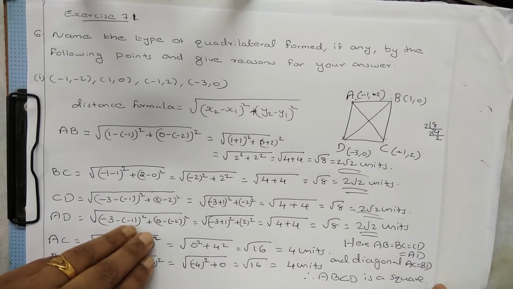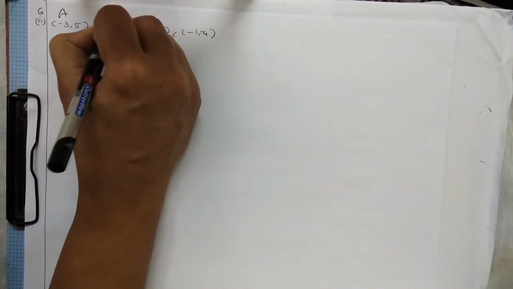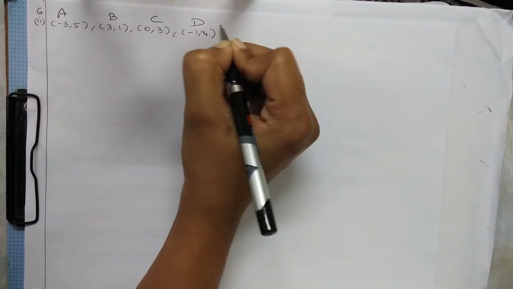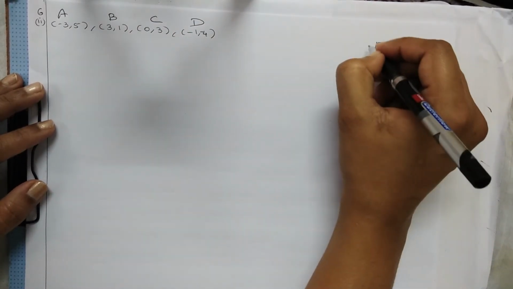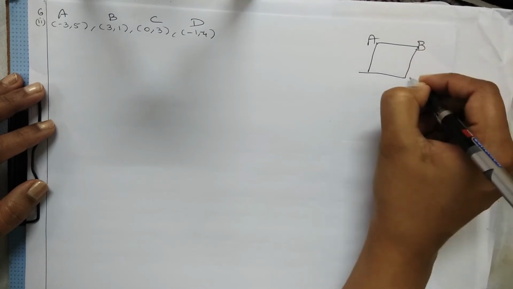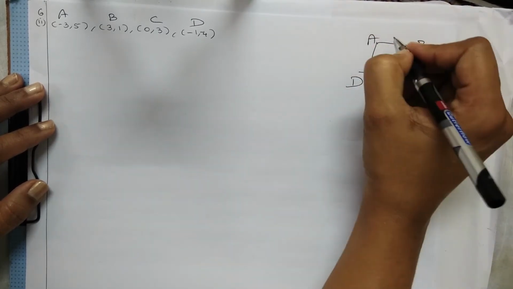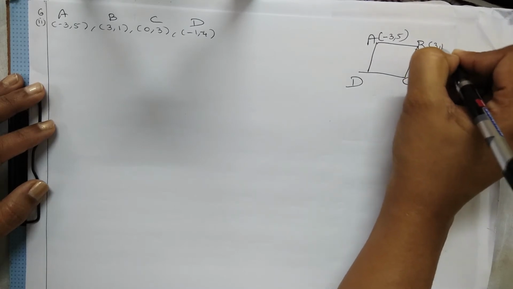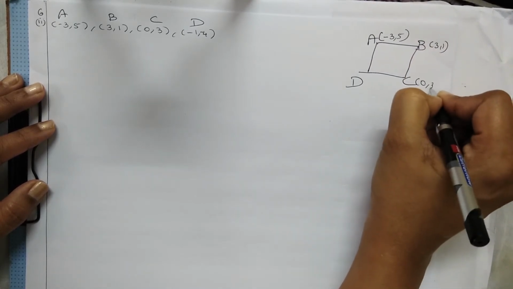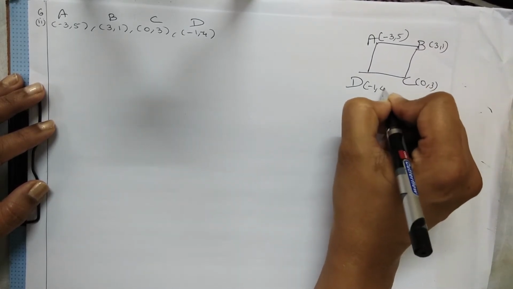And the next one, second one also you have to find out. Second one, the coordinates they have given. So you can consider this is A, this is B, this is C, and this is D. So you can draw a rough diagram over here. That is A, B, C, D. It will be easy for you to find out. A is (-3, 5), B is (3, 1), and C is (0, 3), and D is (-1, 4).